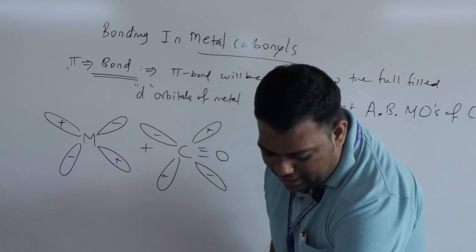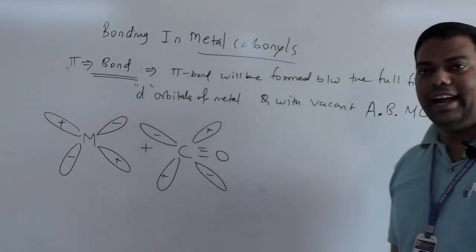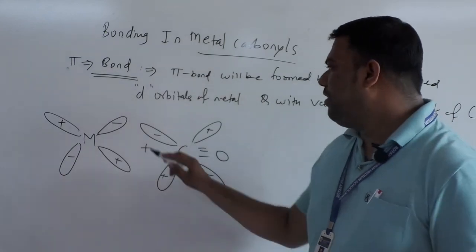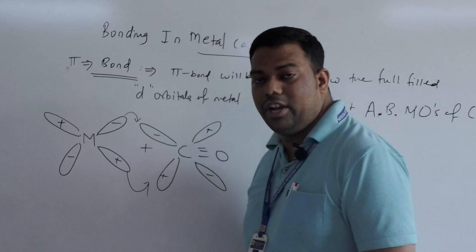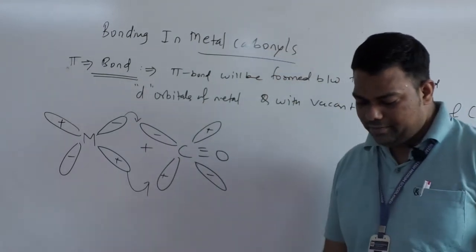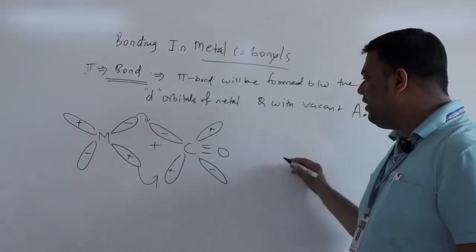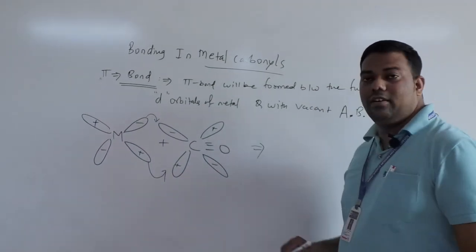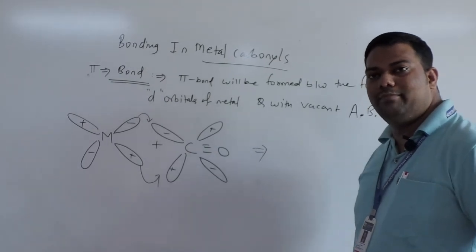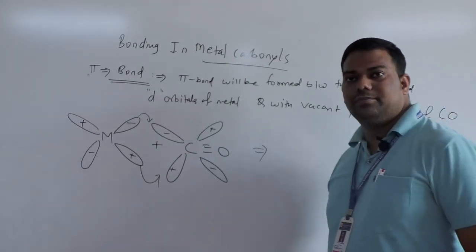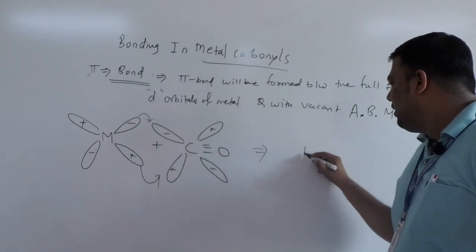Filled d orbitals are showing bonding, or we can say back bonding will occur. Through this back bonding, you will get the formation of pi bonds here.